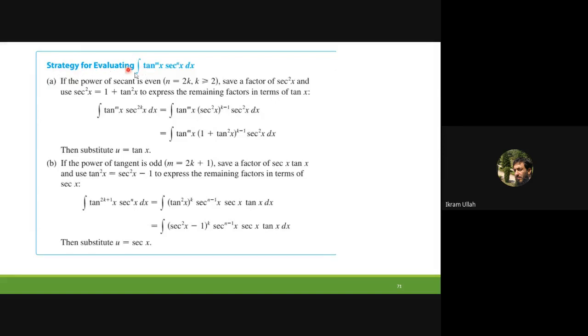Strategy for evaluating the integral of the form tangent mx and secant nx. If we get this kind of combination, a product of two trigonometric functions: if the power of the secant is even, that is n is equal to 2k, where k is greater than or equal to 2, save a factor of secant square and use the identity secant square is equal to 1 plus tangent square x to express the remaining factor in terms of tangent x.